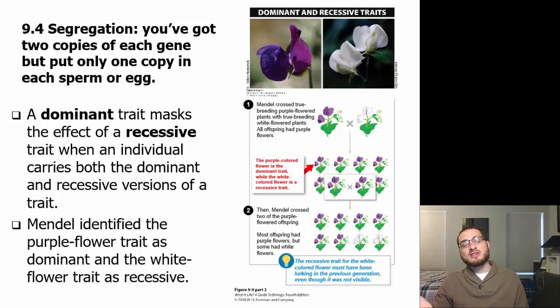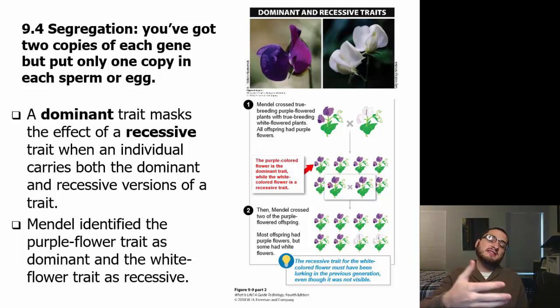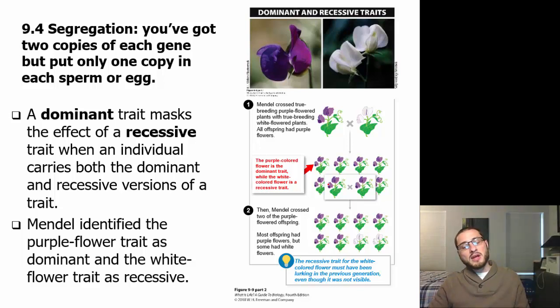trait. Remember, the traits aren't the actual genes themselves. It's the gene that is dictating how the trait will be. So Mendel identified the purple flower trait as dominant and the white flower trait as recessive. So what he did was he mixed a purple with a white, and he saw a purple always come out.